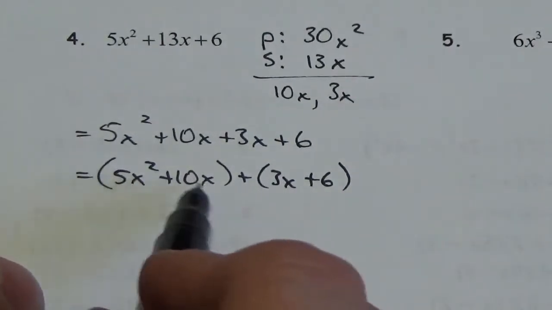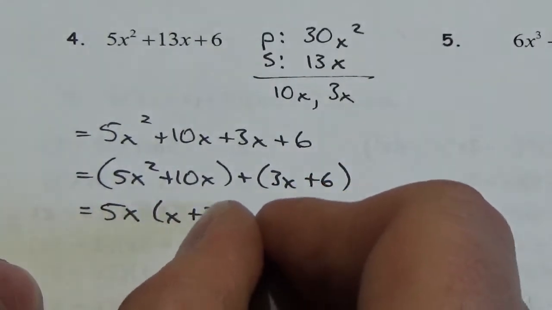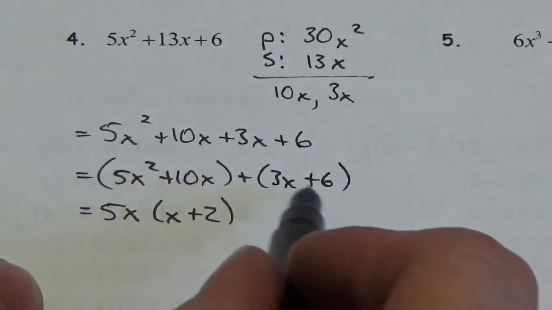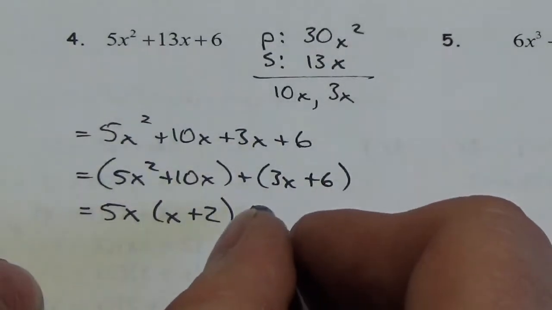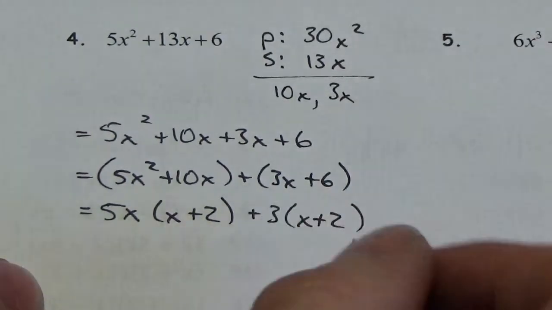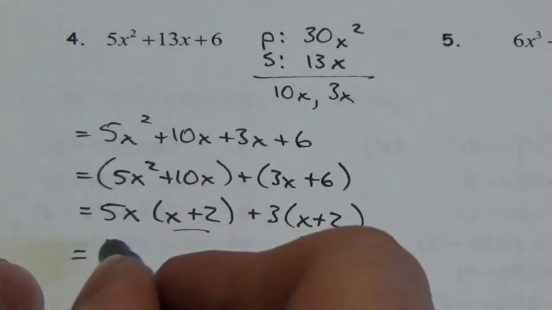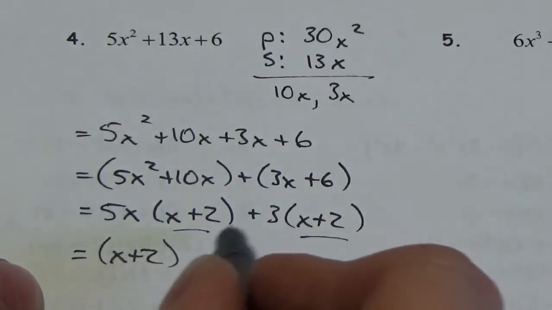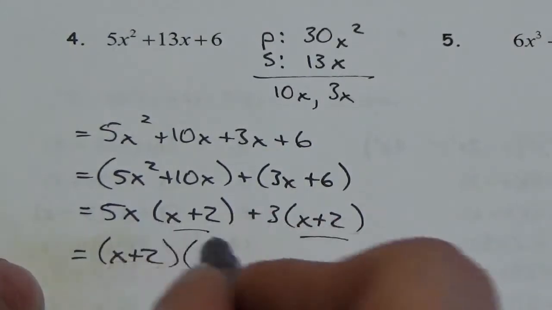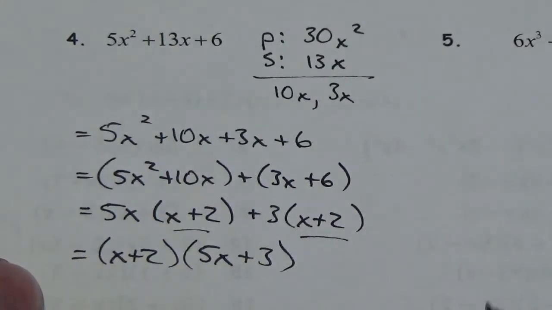What's a common factor to those first two terms? Well, 5x, so I will factor that out. That'll leave me with x plus 2. What's a common factor to 3x and 6? 3. And that will leave me with an x plus 2 when I factor that out. And so now I've got this common binomial factor, x plus 2. So x plus 2 is common, so I can pull that out, and it's been distributed to the 5x and the positive 3. And there we go. That's the factored form of that expression. I hope that makes sense.